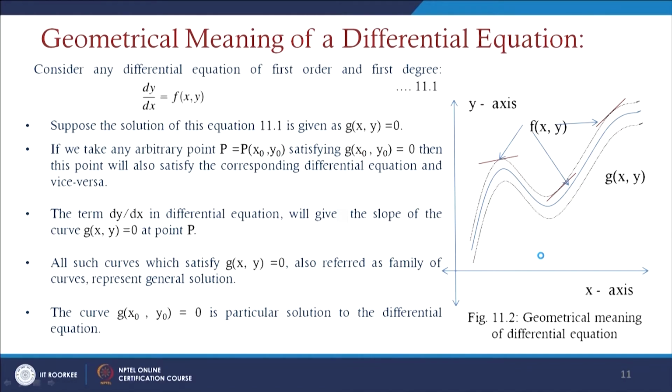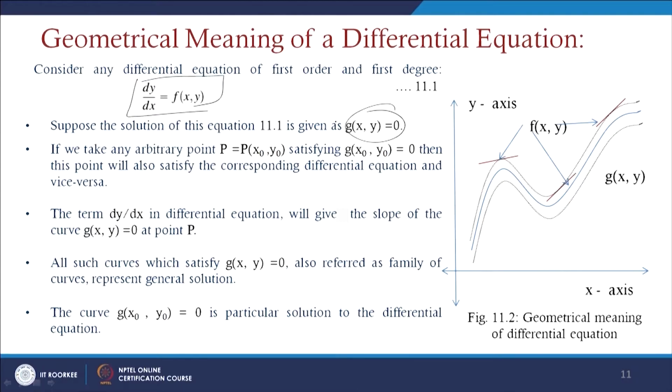For any differential equation of first order and first degree, the generalized representation is dy by dx equals f of x, y. Suppose the solution of this equation is given as g of x, y equals 0. Since the y terms can be taken to the left hand side and the x terms to the right hand side, we can obtain a solution by using different methods. That we will discuss in the next lecture.